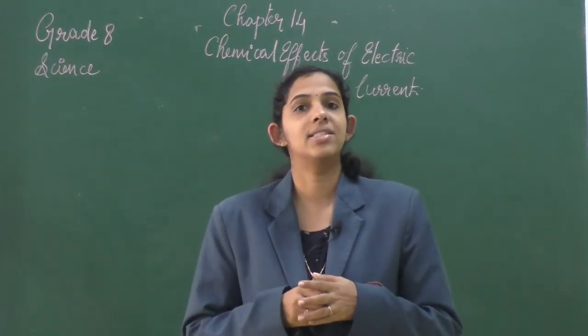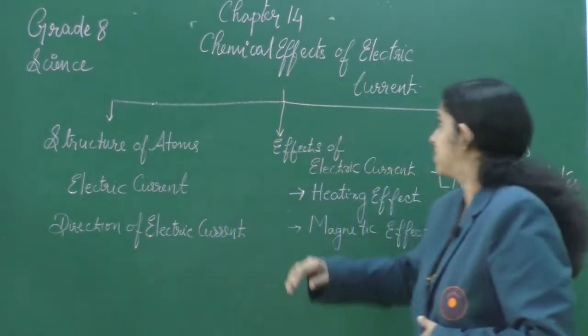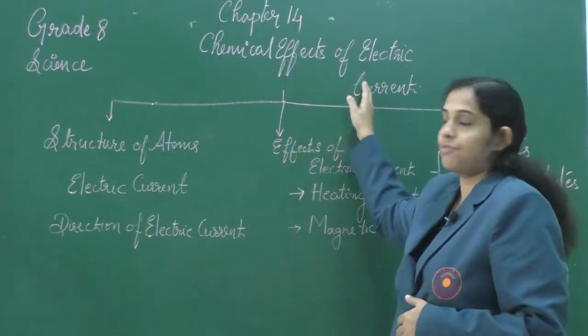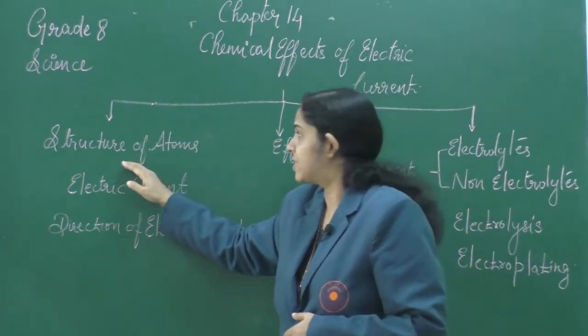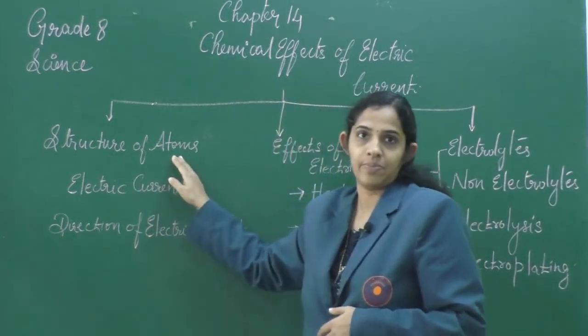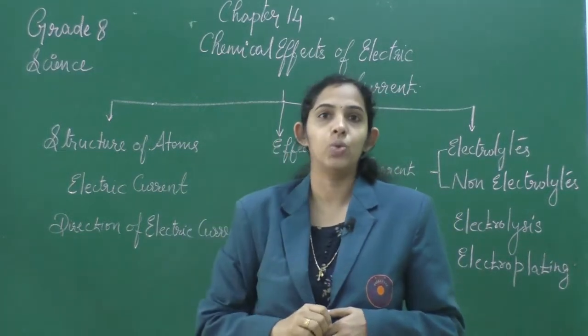So children, let us see the mind map of chapter 14, Chemical Effects of Electric Current. In the first section of the chapter, we have seen the structure of atoms. So children, we all know atoms are the basic units of matter.